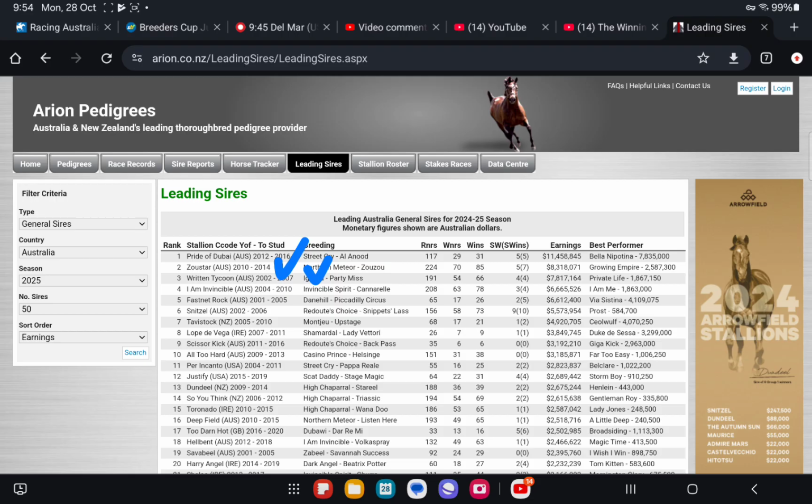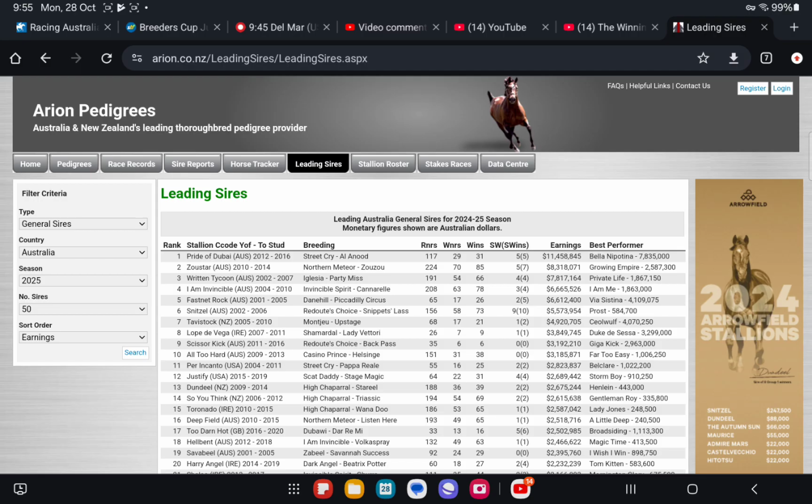Fastnet Rock, with a limited number of runners, is back in fifth at the moment, thanks to the effort of Via Sistina. It represents about 66% of earnings for Fastnet Rock. Snitzel in six. Other stallions worth noting are Justify down in 12th, only 64 runners so far. Too Darn Hot, leading second season sire again this year, starting to make moves. Will become a top 10 sire in Australia. Likely that he won't come back.